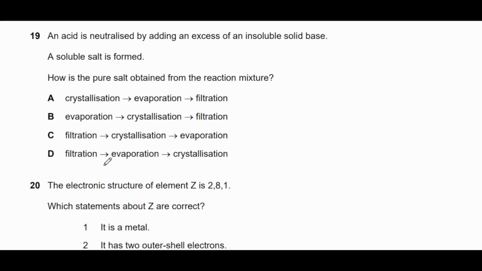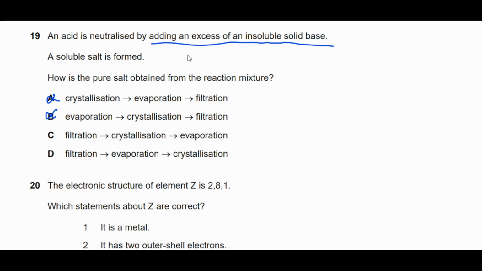An acid is neutralized by adding an excess of an insoluble solid base. A soluble salt is formed. How is the pure salt obtained from the reaction mixture? First you need to know that they are adding an excess of insoluble solid base. So there will be unreacted solid base present in the mixture, so you have to filter it first. So A and B are wrong. You have to do filtration first, and you form a soluble salt.